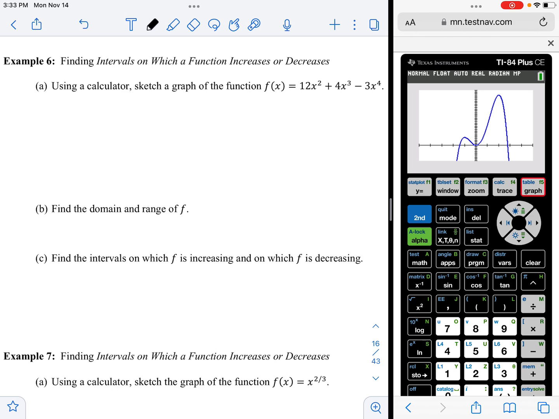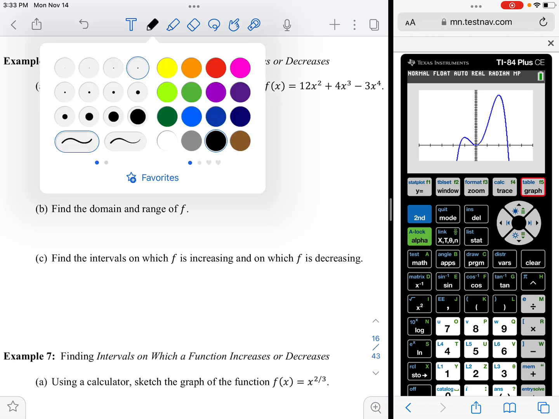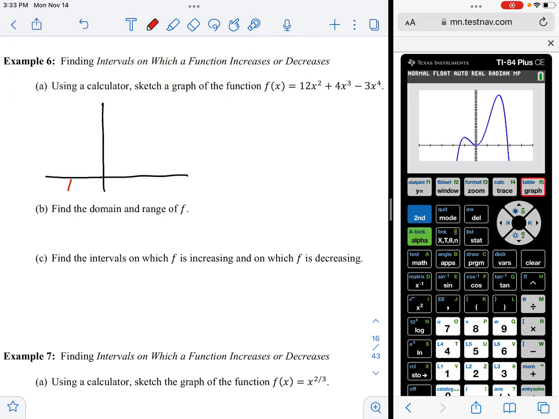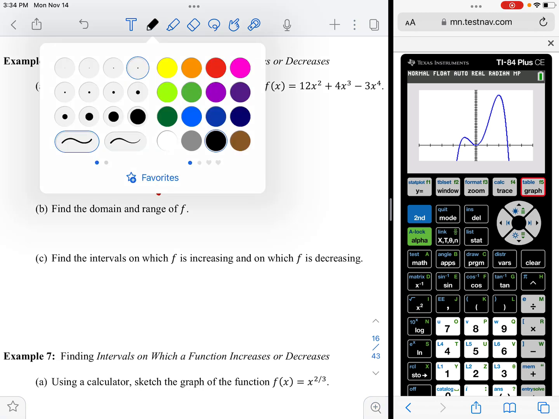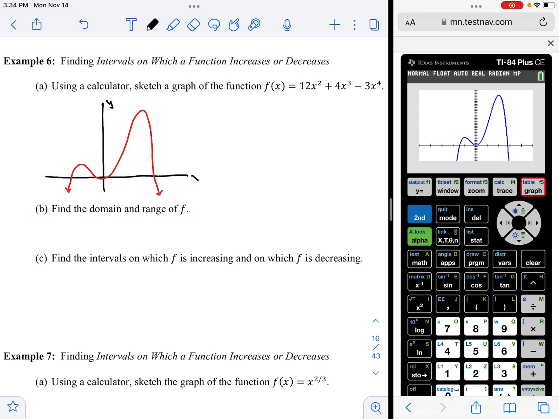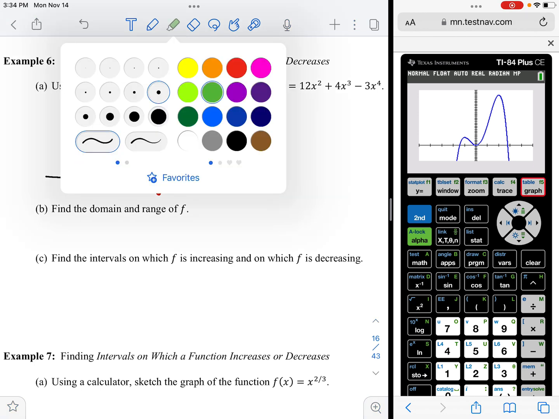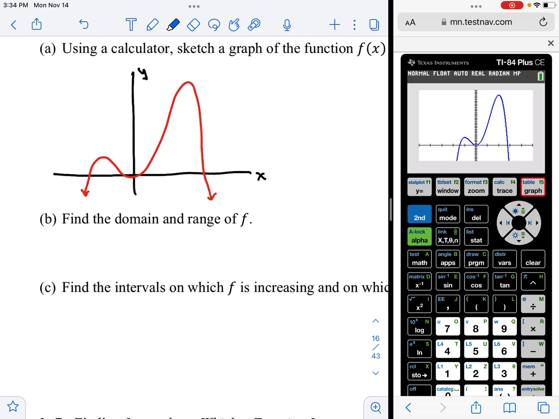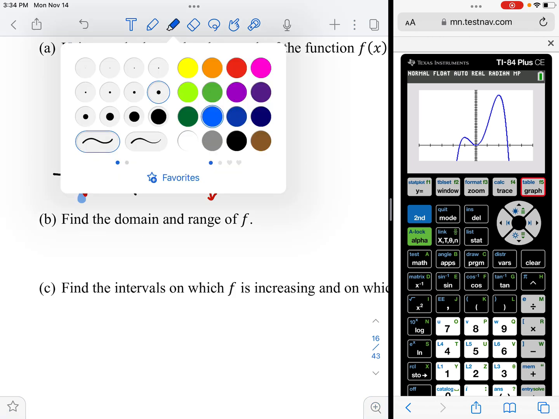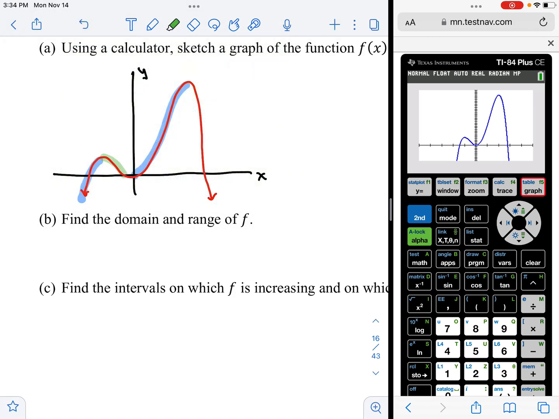I'm going to put a little sketch in here so that we have something to write on. Okay, so here's our function. I'm going to highlight the portions that are increasing. So we know that this is increasing. We also know that's increasing as we read left to right. And then this is decreasing and that's decreasing.